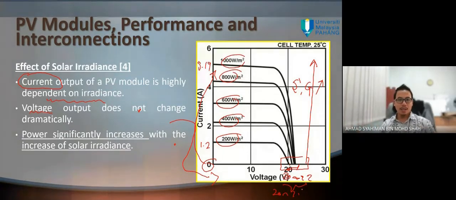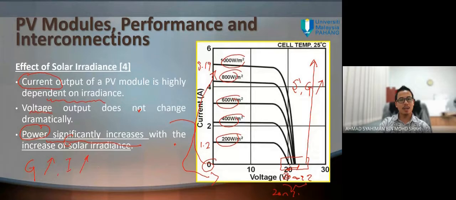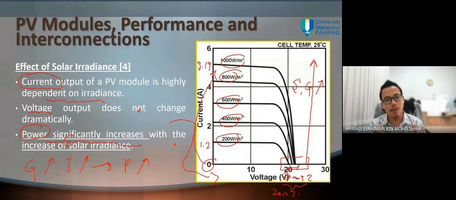Okay. So once the current has changed significantly, power significantly increases with the increase of the solar irradiance. Which means, when solar irradiance gets higher, current gets higher. G gets bigger, current gets bigger, and finally the power also gets bigger. So this is the thing that we want. Okay, right.